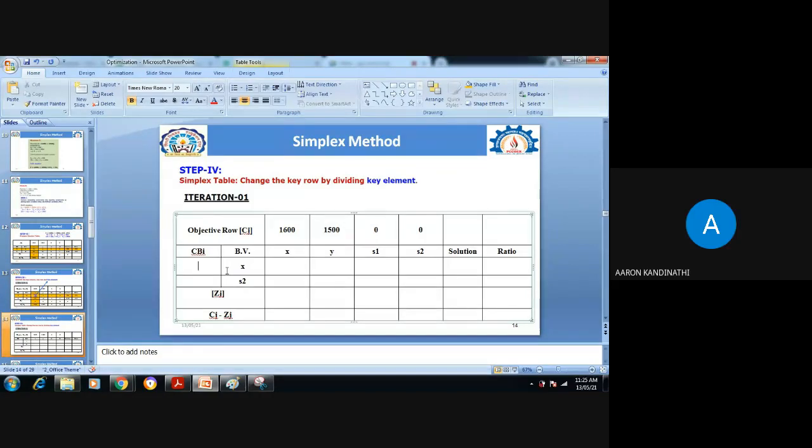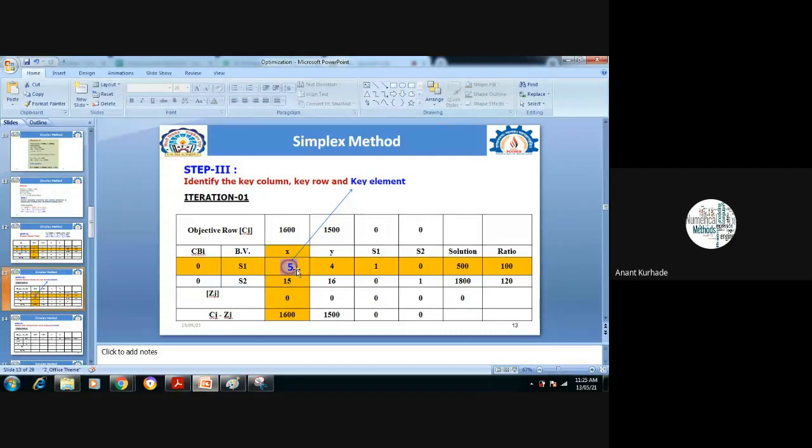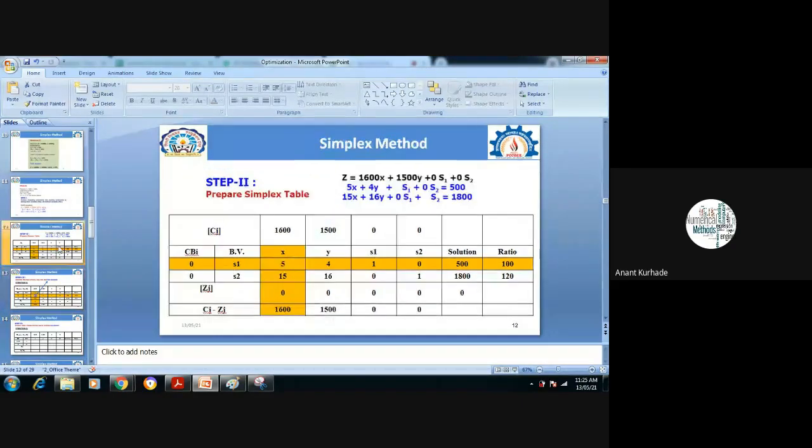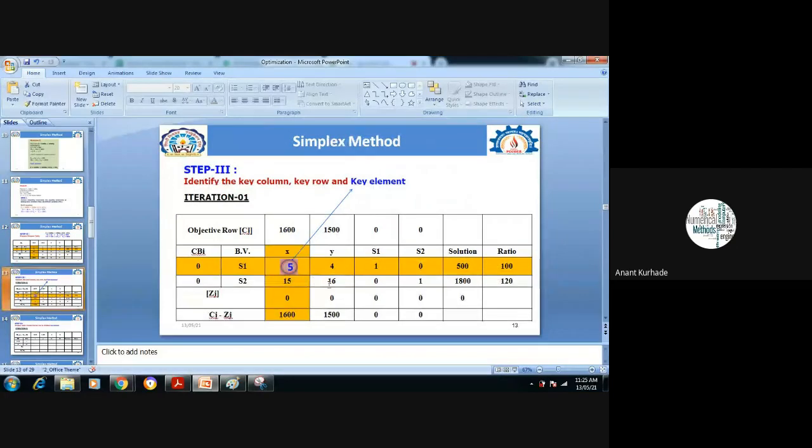That is 1600. And what is the coefficient of S2 from the objective function? S2 is zero. This is very important. Now, in the previous table, we have written 5, 4, 1, 0 and 1800, 500. These coefficients, or the solution, are from your constraint equations. Okay, so this part is finished now, the constraint equations.